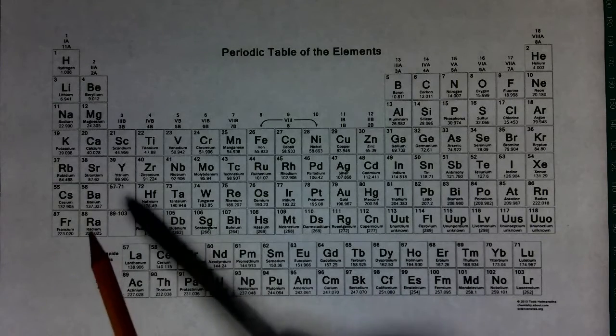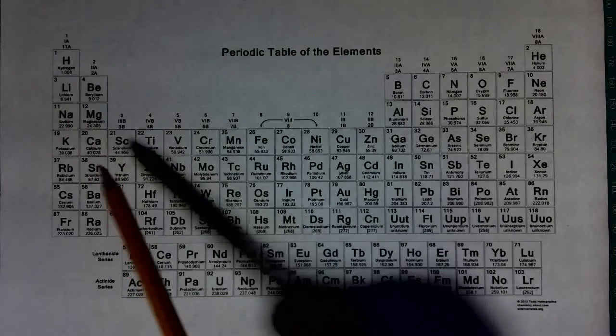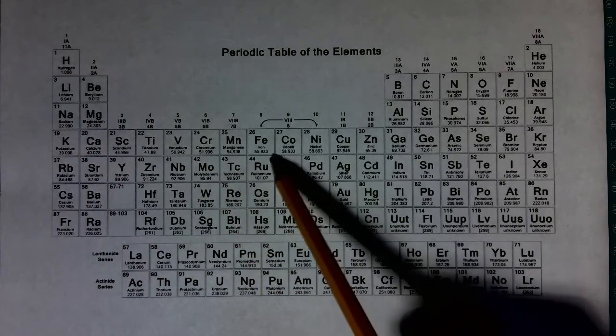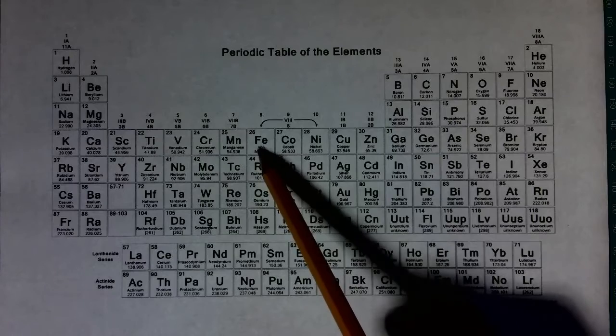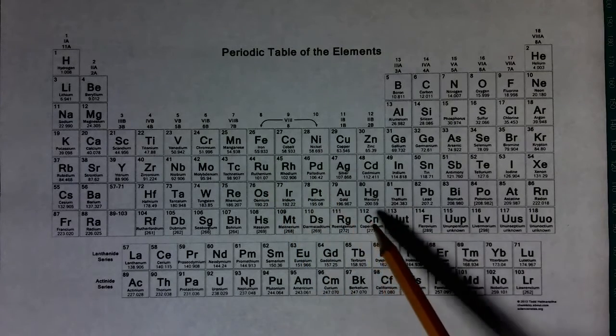And you can see that there's a lot of things you might be familiar with here. We have hydrogen. We all know what that is. We've got Fe, which is iron. We've got Ni, which is nickel.